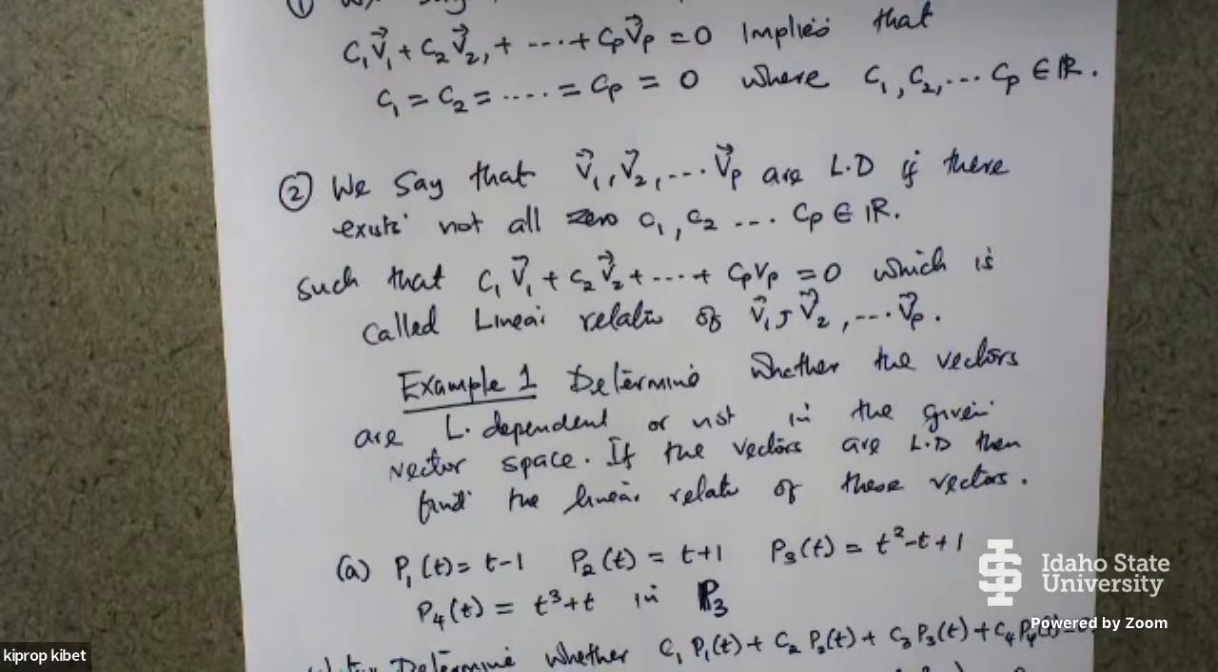And then now we distribute the seeds C1 and C4. So we open the bracket. When we open this bracket, then C1 of T minus C1 plus C2 of T plus C2 plus C3 of T square minus C3 of T plus C3 plus C4 of T cube plus C4 of T equals to 0.